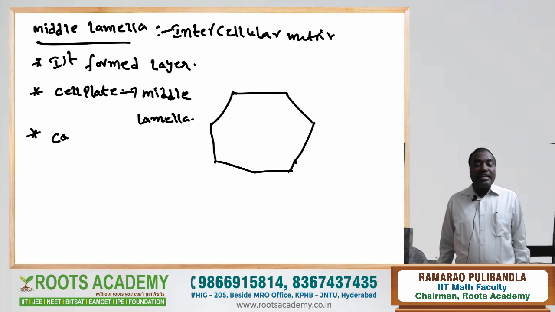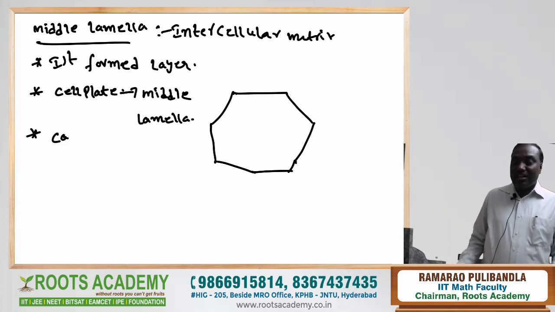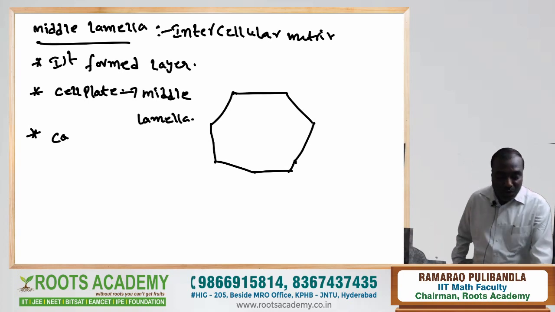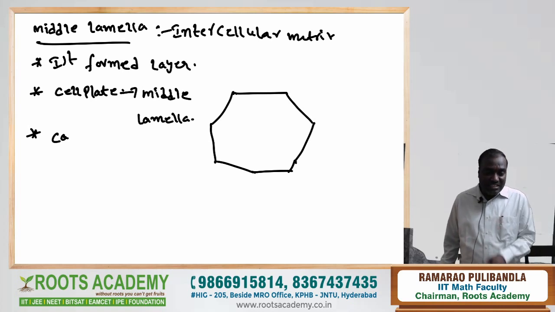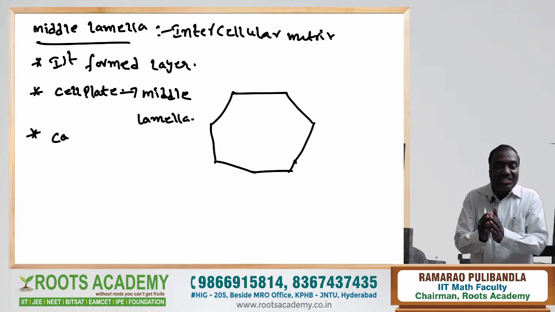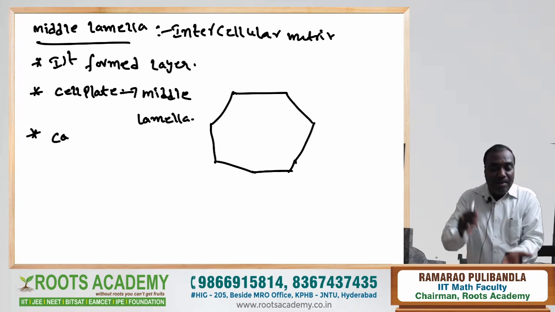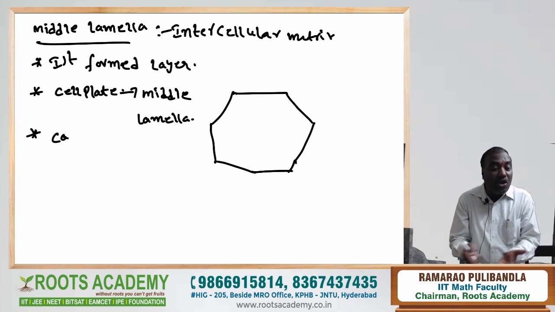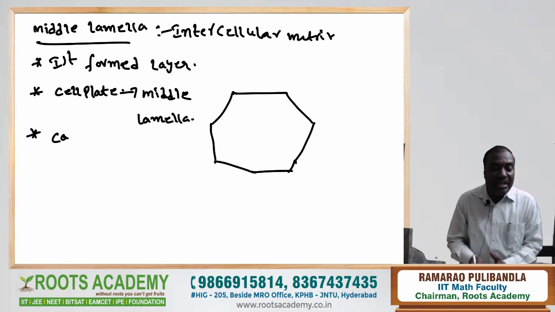In multicellular organisms, two cells get separated from each other due to the dissolving of the middle lamella. Middle lamella functions as a glue. Middle lamella functions as a cement, which joins the two cells. If the middle lamella gets dissolved, what will happen? The two cells get separated from each other.